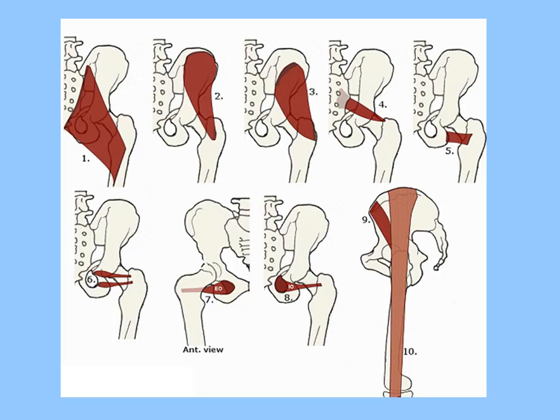Number 6, those are the superior and inferior gemelli muscles. The superior gemellus is innervated by the nerve to the obturator internus. The inferior gemellus is innervated by the nerve to the quadratus femoris. Both the superior and inferior gemellus are external rotators of the hip.